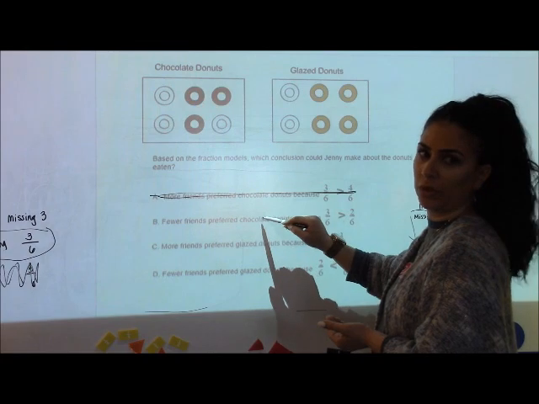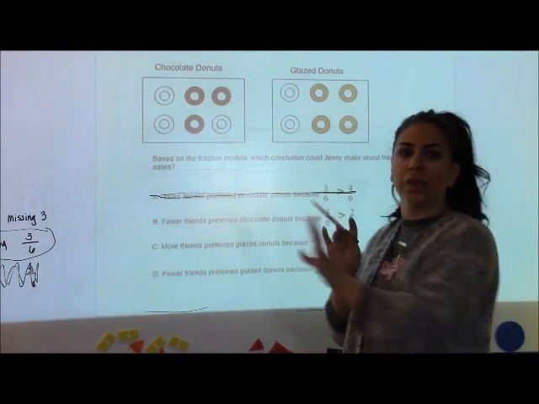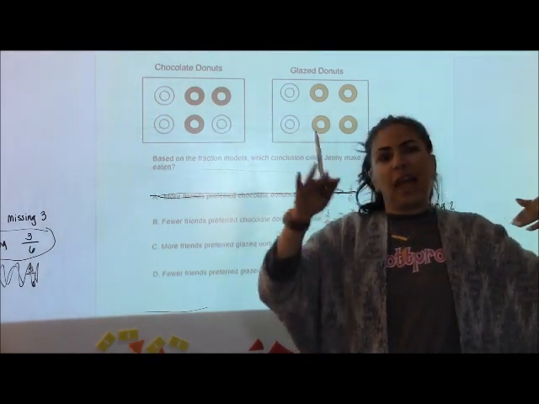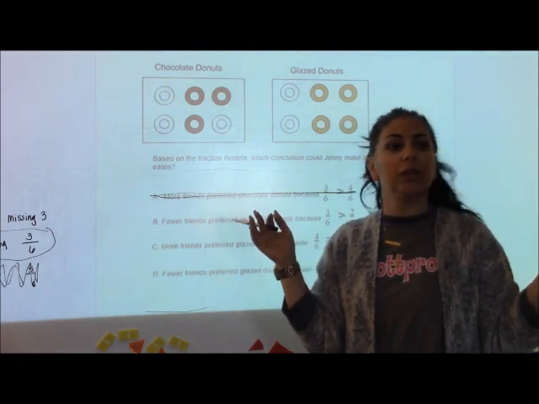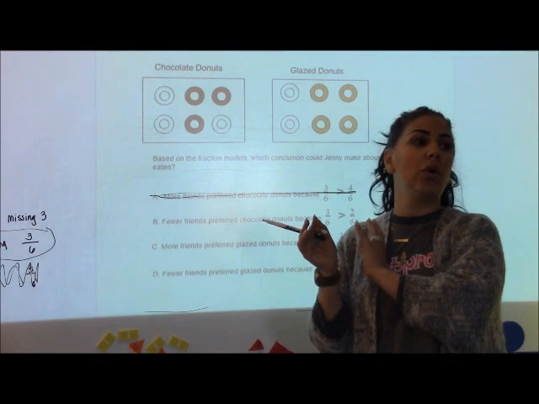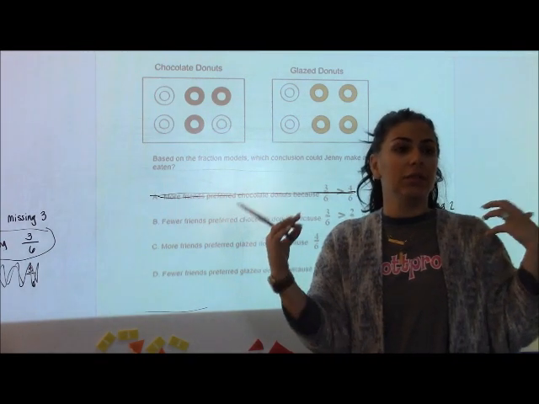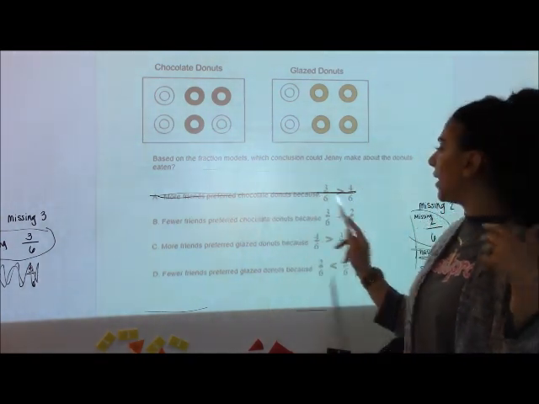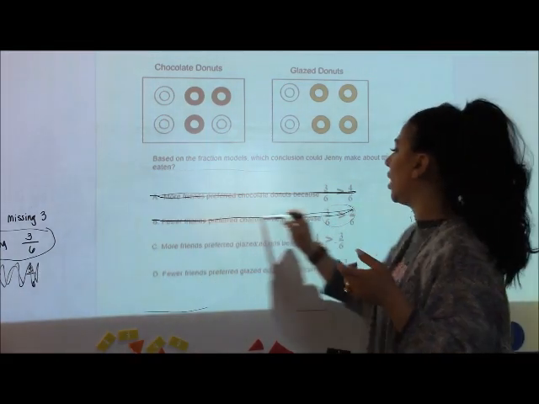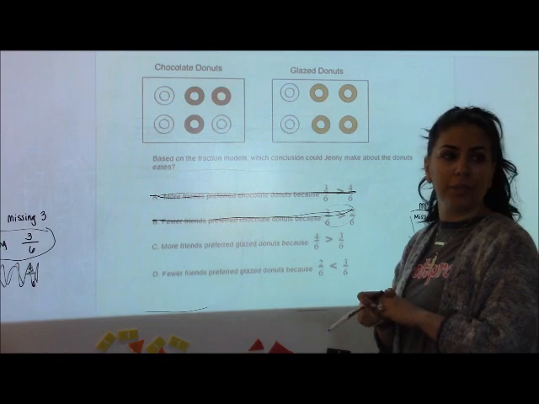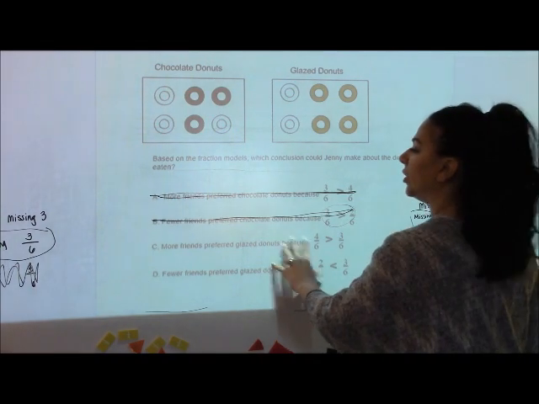Is that true? No. Do you see how sometimes they give you a statement that's half correct and half incorrect? If any part is incorrect, it makes the whole statement incorrect, okay? Because it doesn't make sense. Yes, this is true, but no, fewer friends prefer chocolate is not true. Did we eliminate B? Yes. Okay, so now I have 2 to look at.